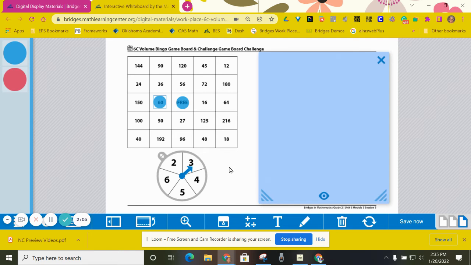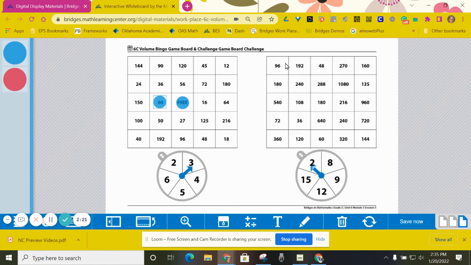Some of the variations that you might use are that you could play a pair against a pair. You could do a shorter game where you only cover 3 or 4 spaces in a row, or you could use this challenge board over here. So you'll notice that it has larger volume amounts over here. So that could be an option for you.